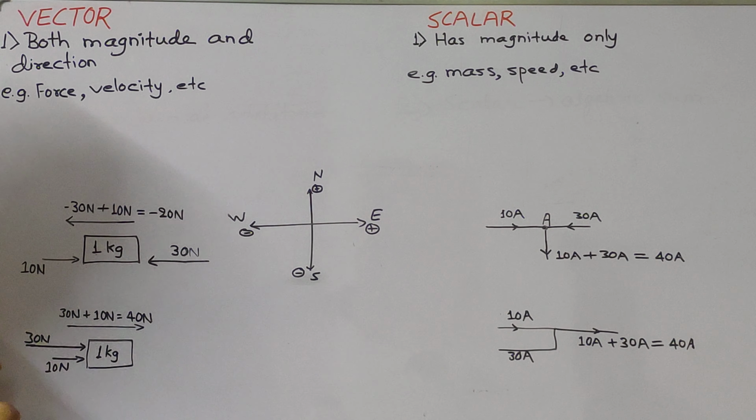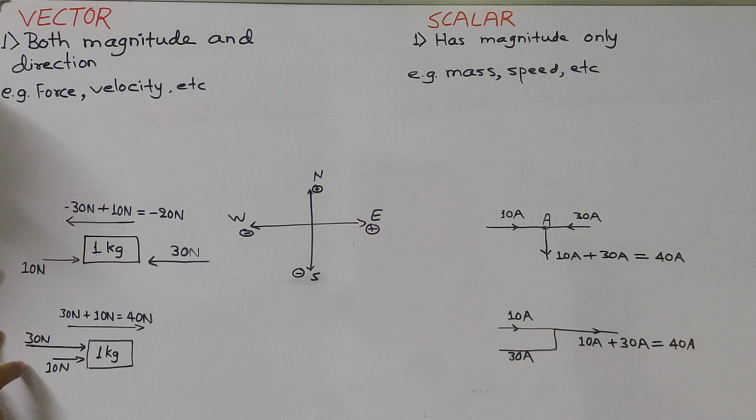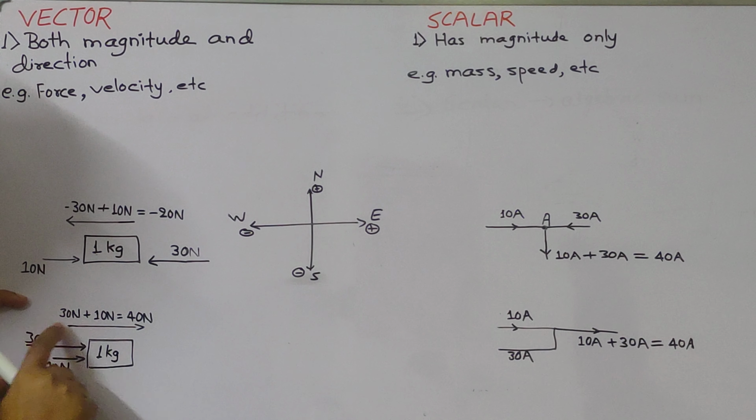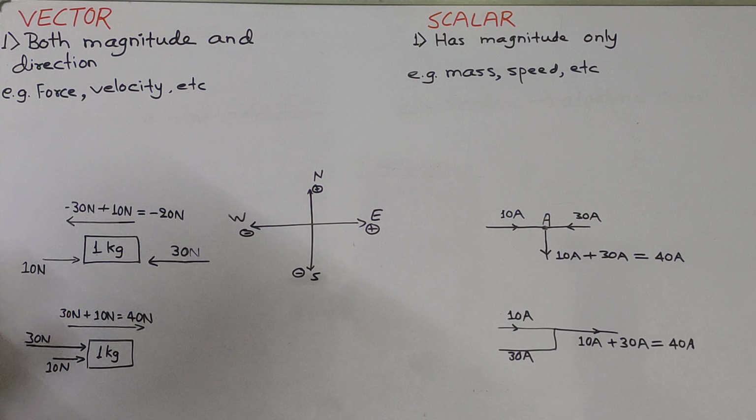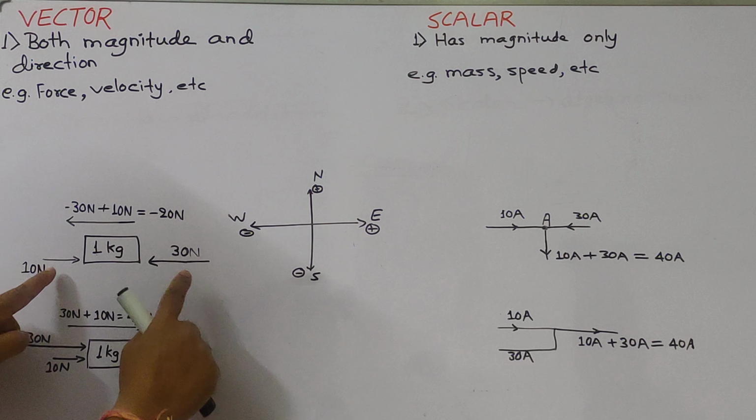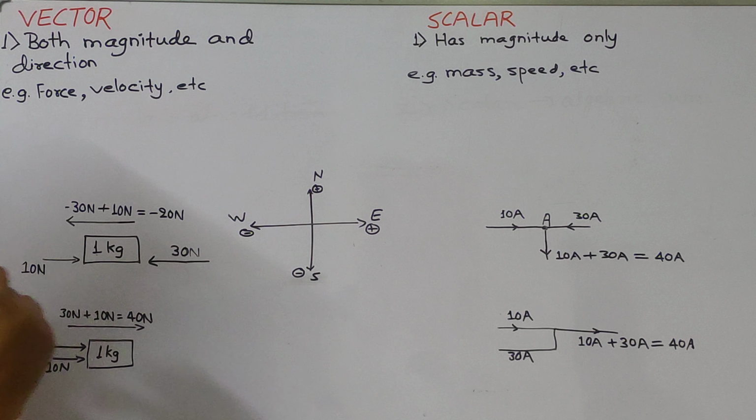Now what happens when both these constituent forces are acting in the same direction? For example, 30 Newton and 10 Newton acting eastward. So what is the net force? Again direction makes sense here. Both are acting in the positive direction, so the net force is 40 Newton. The value of the net force depends upon the direction of the constituent forces. So direction is important here, right?